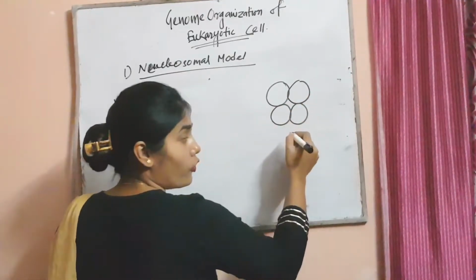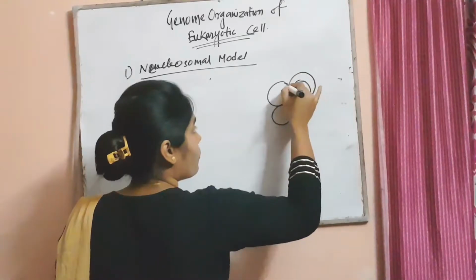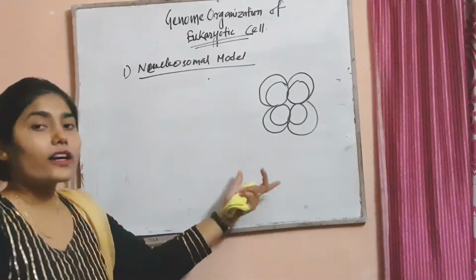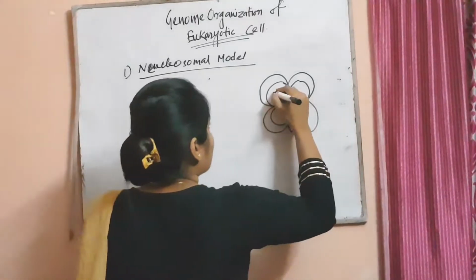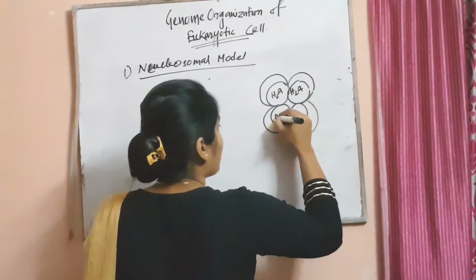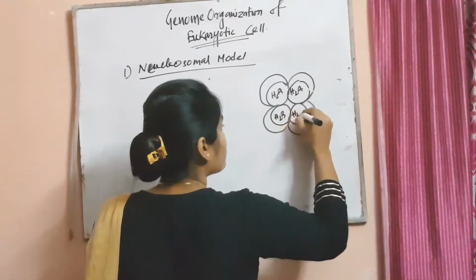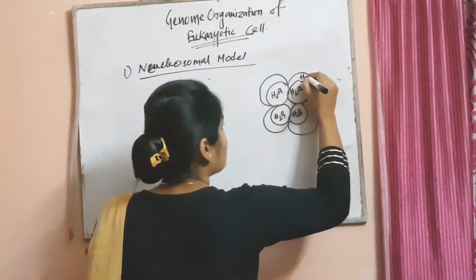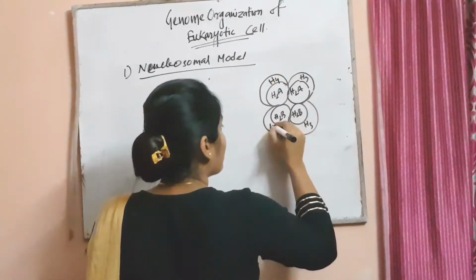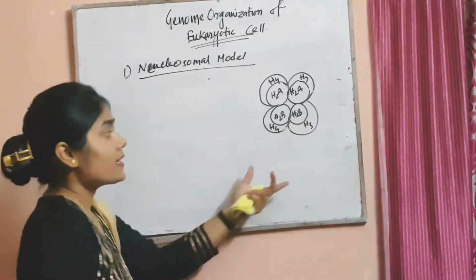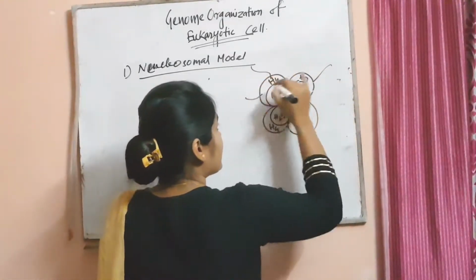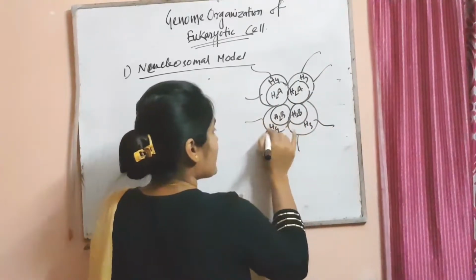1, 2, 3, 4 portion, and another 4 portion, 1, 2, 3, 4. This is the octameric histone protein. This is H2A, H2A, H2B, H2B. This is H3, H3, H4, H4. This is the histone protein. And their N terminal is also present. This is the N terminal.